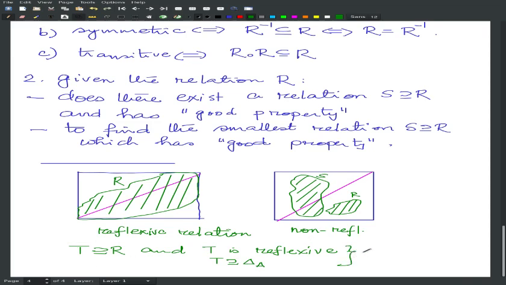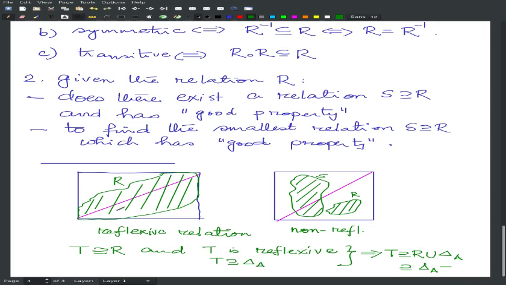So T must contain the union, right? Yes, that makes sense. But hang on, R union this is also containing this. So by 1A, R union delta A is a reflexive relation. And that is the smallest one.